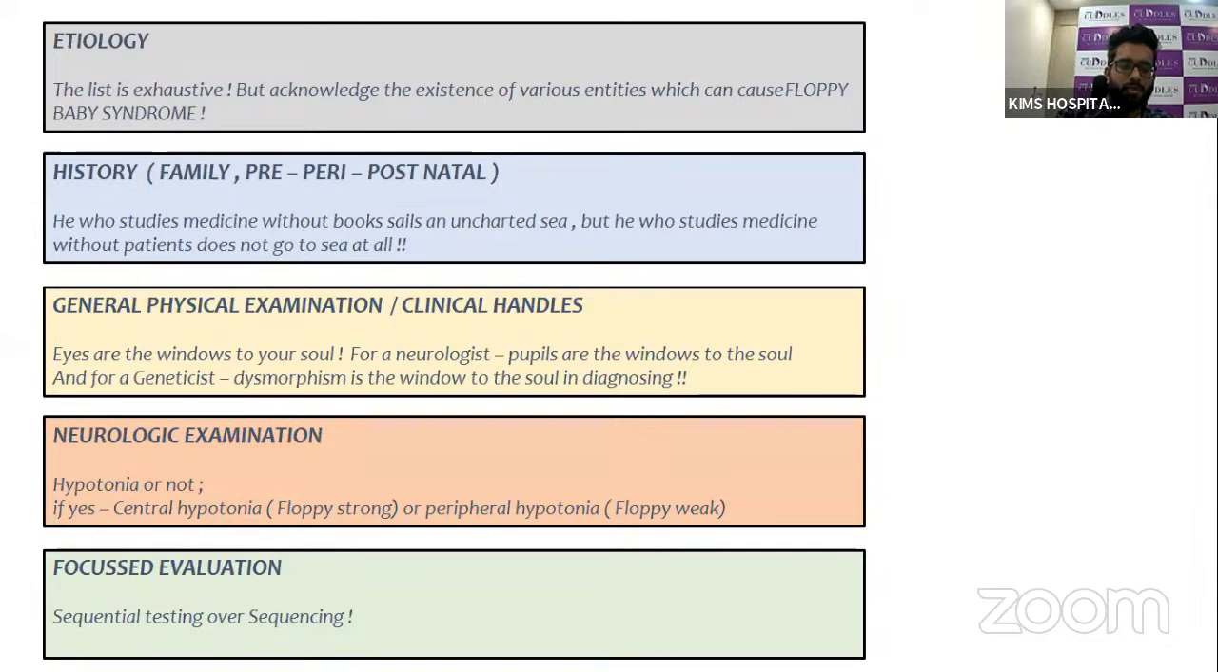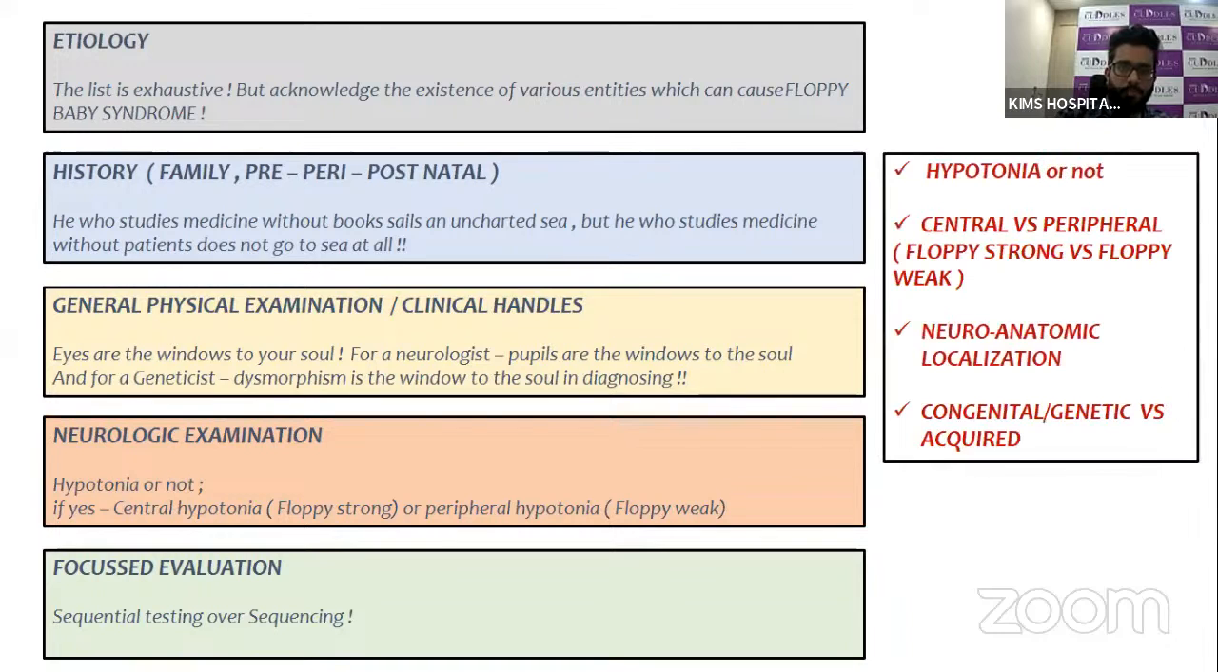After narrowing it down, you should have a focused evaluation. You should not be doing a syndromic workup in every child who comes to you with a floppy baby. At the same time, you should not be doing all the systemic workup as well. It depends on your clinical phenotyping. Based on that, the evaluation should be pretty focused. So that's why sequential testing is preferred over genetic sequencing. So these are the main four things you have to see after examining the patient and doing tests.